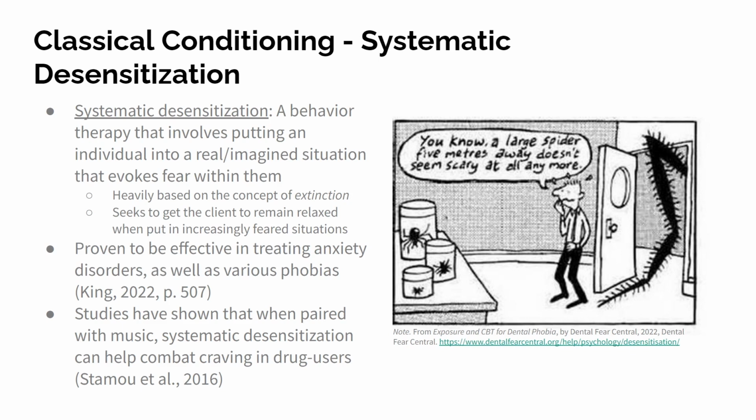This could be with things such as, in the picture showing, arachnophobia, or the fear of spiders, starting out with small spiders and working up to bigger ones, and they may start with a fake plastic spider and then move on to real spiders. Systematic desensitization has been proven to be an effective method for treating anxiety disorders as well as various phobias, to my point about the arachnophobia. Studies have also shown that when paired with music, systematic desensitization can be an effective technique in combating craving in drug users. I thought that was an interesting thing to point out.